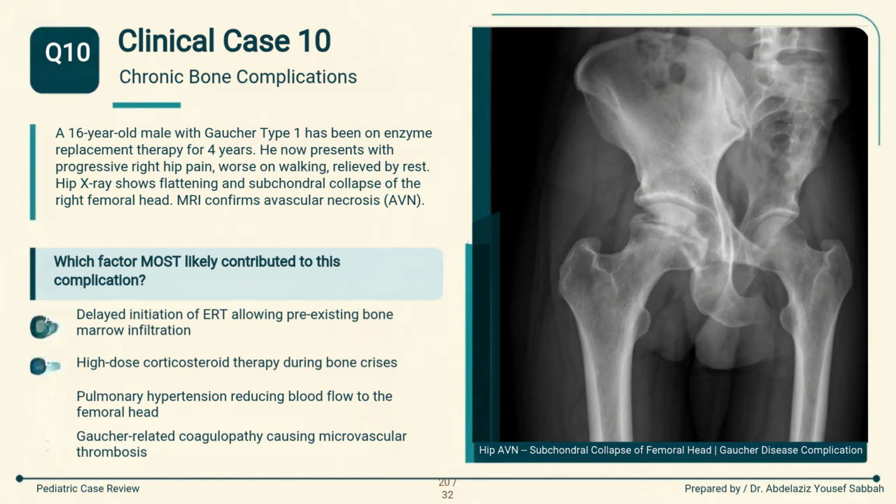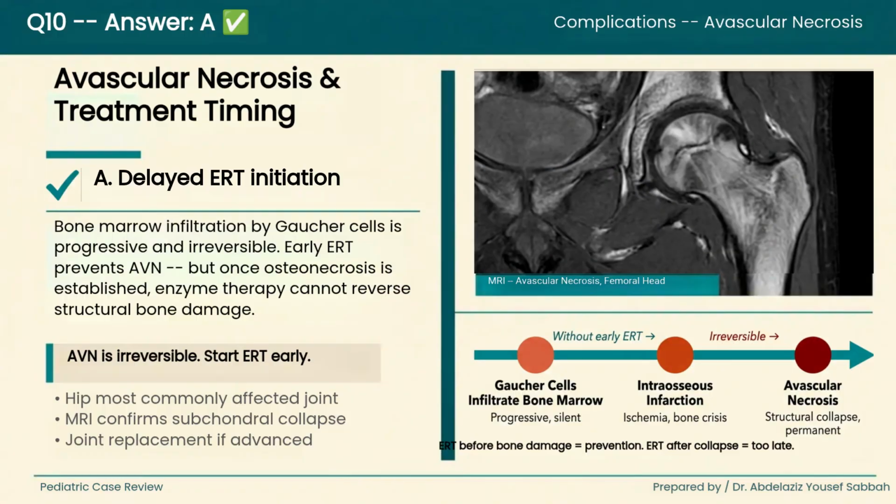Option A, delayed initiation of enzyme replacement therapy allowing pre-existing bone marrow infiltration. Option B, high-dose corticosteroid therapy during bone crises. Option C, pulmonary hypertension reducing blood flow to the femoral head. Option D, Gaucher-related coagulopathy causing microvascular thrombosis. The correct answer is option A, delayed initiation of enzyme replacement therapy allowing pre-existing bone marrow infiltration.